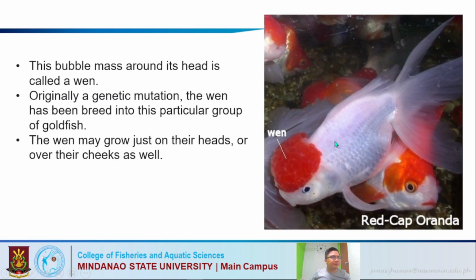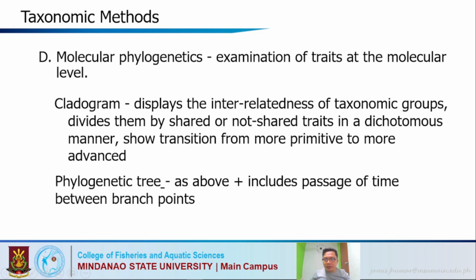Ito yan siya. Okay? And then some more, for the red cap oranda, they have what we call the wen. A bubble mass around the head is called the wen for the red cap oranda. And then, so much for the anatomical. Let's proceed to molecular phylogenetics.